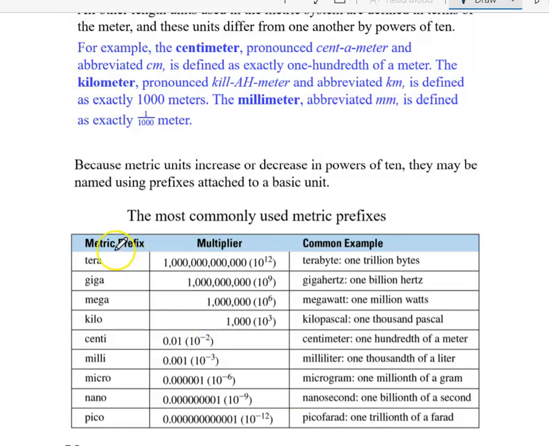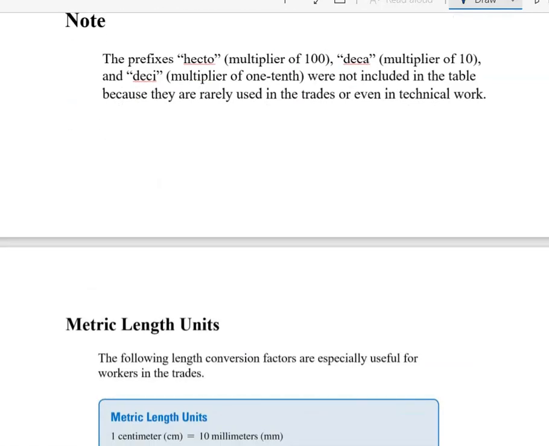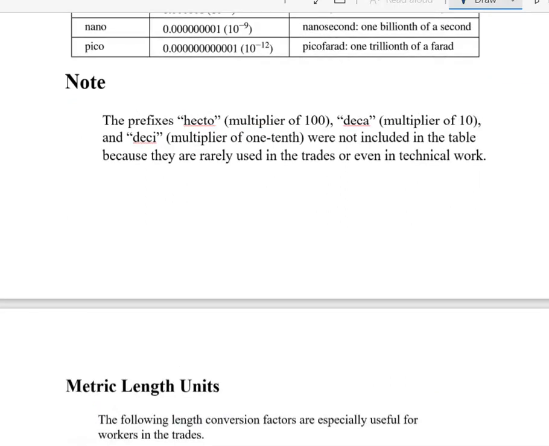So a terabyte, the prefix is tera, is 1 trillion bytes. Gigahertz, megahertz, kilo stands for 1,000, centi is 100, milli 1,000th, and so on and so forth. The prefixes hecto, a multiplier of 100, deca, a multiplier of 10, and deci, a multiplier of 1/10, were not included in the table because they are rarely used in the trades or even in technical work.